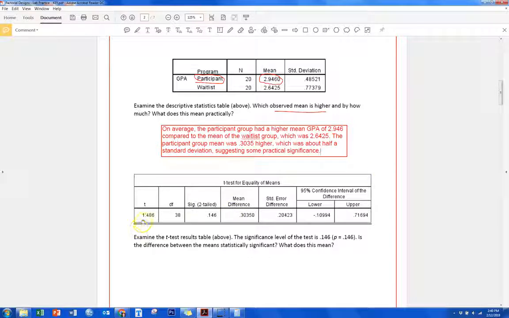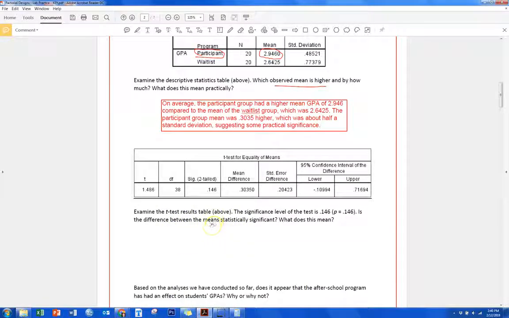So here we have the t-test statistic, the degrees of freedom, which is the sample size minus 2. So 20 plus 20 is 40, minus 2, 38. The significance level, that's the p-value, the mean difference. We already calculated that. That's the same as what we have up here. And over here is a confidence interval of the difference. So let's take a close look at this. Examine the t-test results table above.